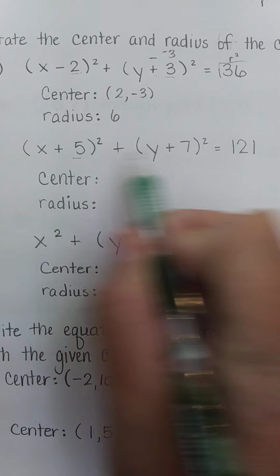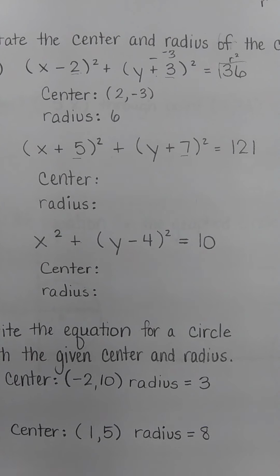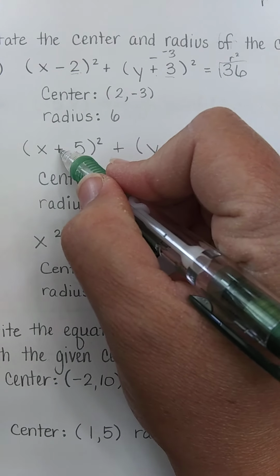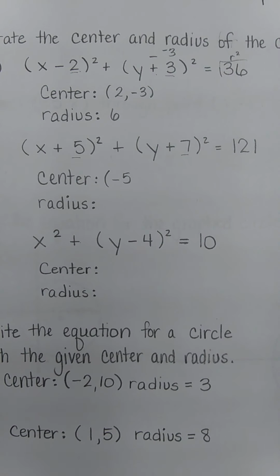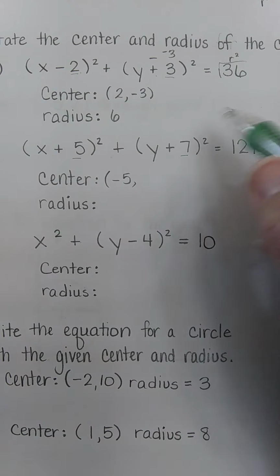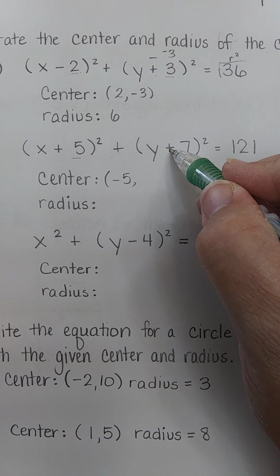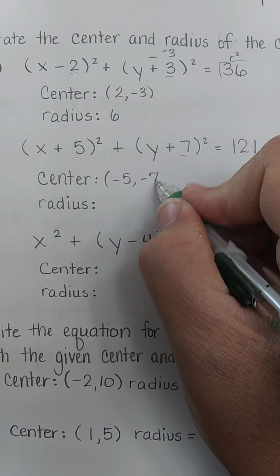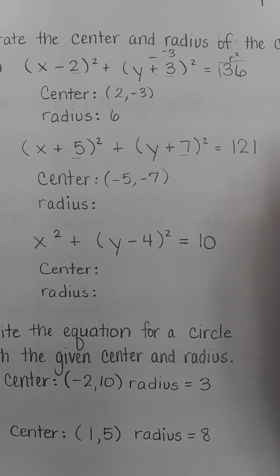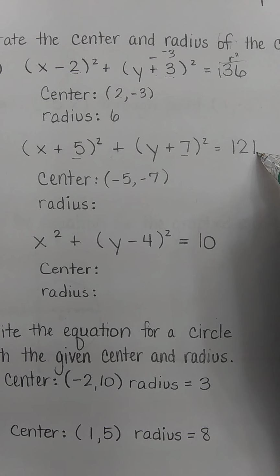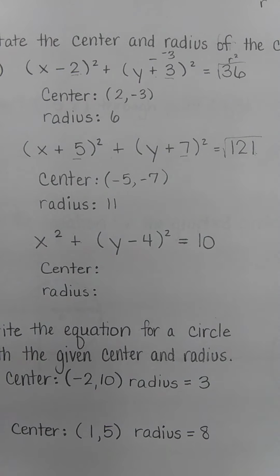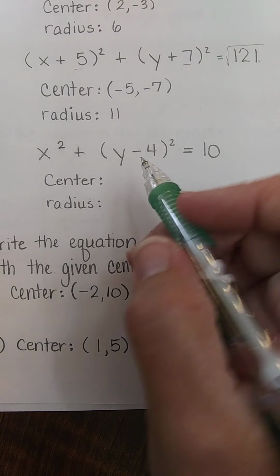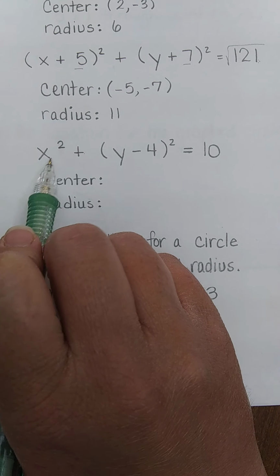Here we have 5 and 7. Pay attention to your signs. In order to get this to have turned into a plus sign, we had to have plugged in a negative, because minus a negative would turn into a plus. Our y value is a 7. That's again a plus, so we would have had to plug in a negative 7. The radius is the square root of 121, because the radius squared has to equal that, so the radius would be 11. The bottom one is a little bit tricky because you'll see here there's nothing with the x.